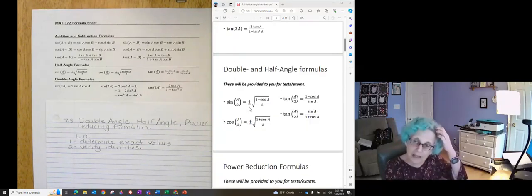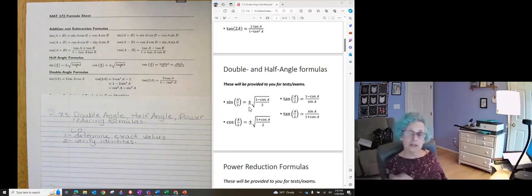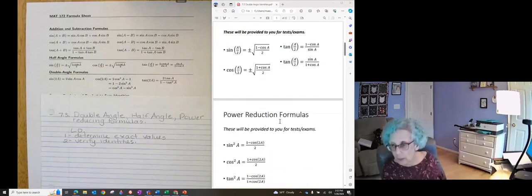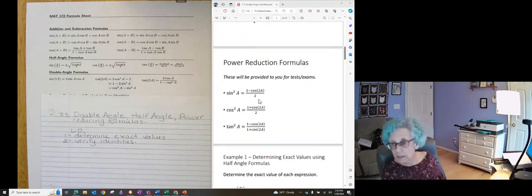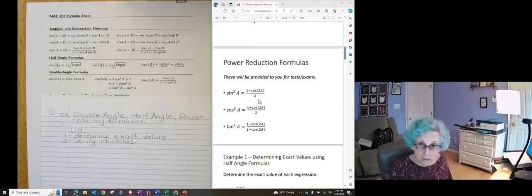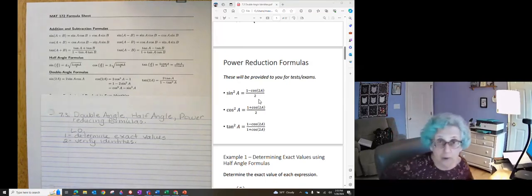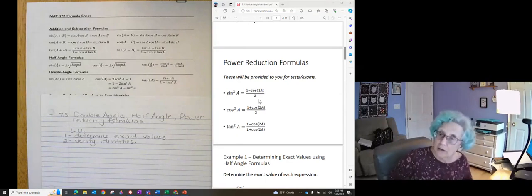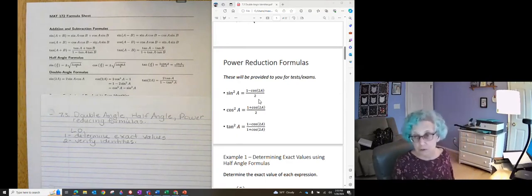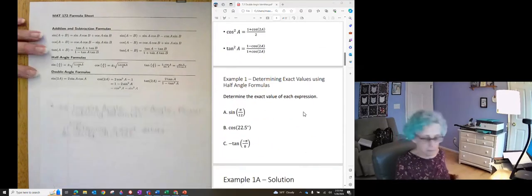Now you notice they have plus or minus in front of them. You'll have to figure out whether it's positive or negative depending upon where your angle lives. And then the power reducing formulas. Sine squared and cosine squared are going to be really important for you when you get to Calc 2. So make peace with the fact that eventually you will be memorizing those, but for now you get to use your sheet. So let's determine some exact values.